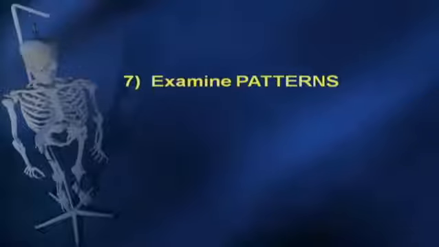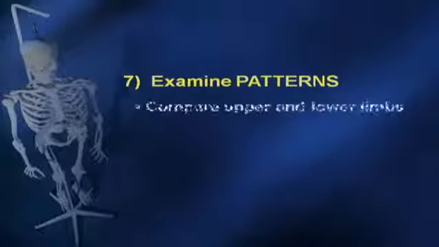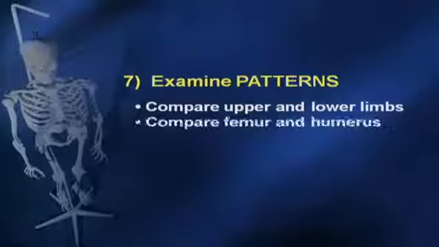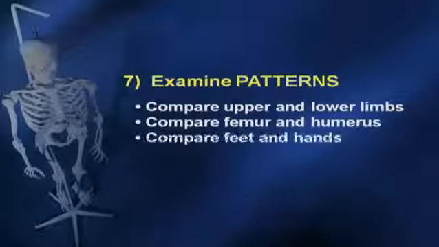Moving on to point number 7, it says examine patterns. And for this, what we're going to do is compare a few different things. Our first comparison will be the upper limb and the lower limb. Second comparison that we'll look at is the femur and the humerus. Third comparison is feet and hands. And so let's do each one of those.